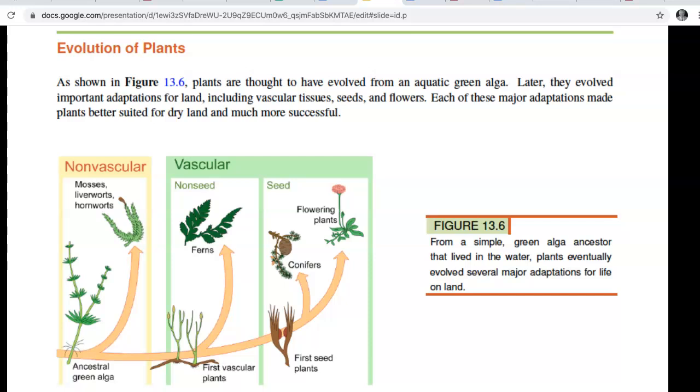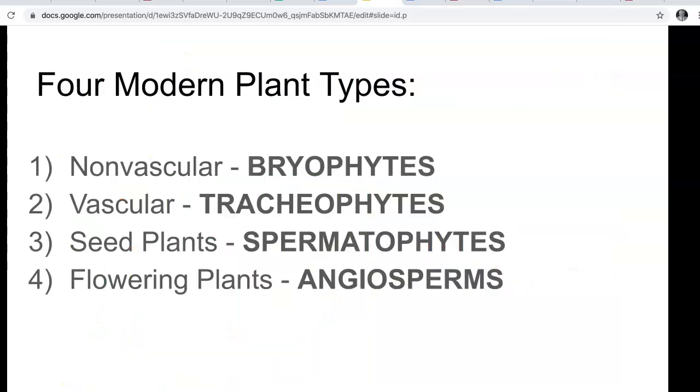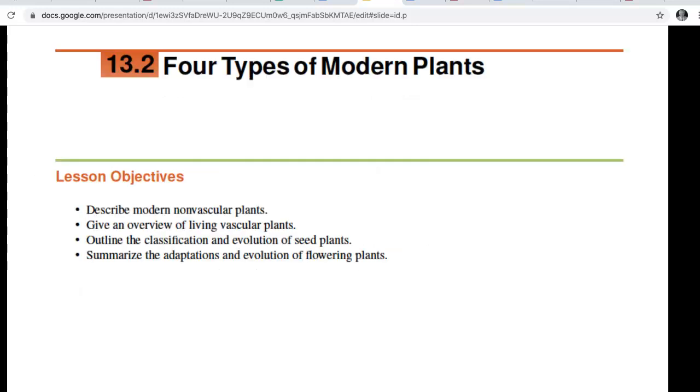There's the diagram again on the evolution of plants. That diagram is going to be on the quiz. There's 4 modern types of plants: non-vascular, and their name, vascular plants, seed plants, and flowering plants. They go from oldest geologically, the non-vascular, to the newest, the flowering plants. So very important to know that sequence.